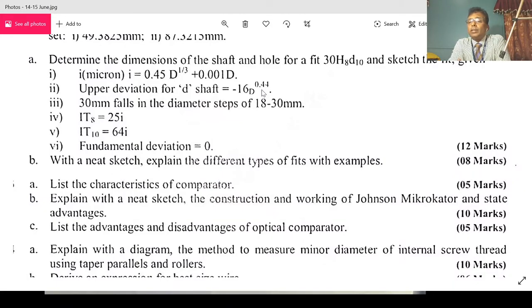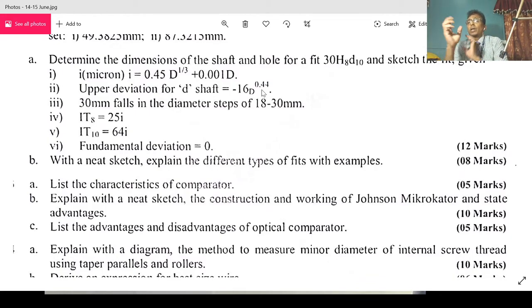Explain the construction and working principle of Johansson microcator. Yes, we are going to discuss Johansson's microcator in comparators, unit number 5. Please be ready. I will discuss that, or maybe madam is going to discuss. Sketch and explain will give you straight away 10 marks: 5 marks for the sketch and 5 marks for the explanation. Simple explanation.